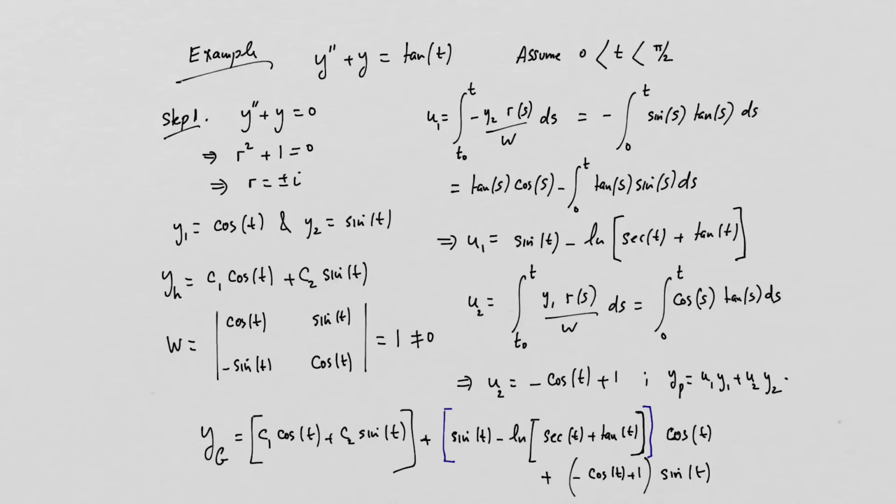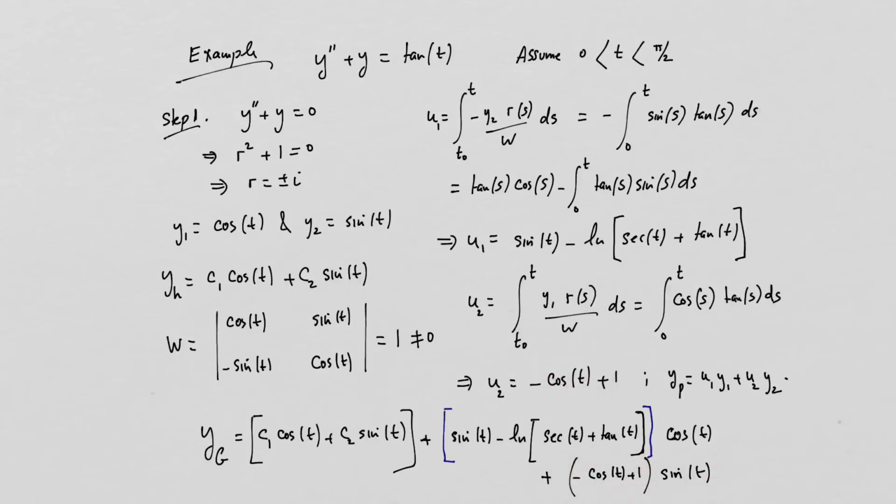u2 goes the same way. y1 is known. It's cosine t, okay? w is 1. Say thank you. And r of t is tangent of t. So I solved, and I got negative cosine t plus 1. So therefore, since the particular solution is u1 y1 plus u2 y2, I'm able to write the general solution. This is my homogeneous. Here it is. And my particular is y1, here it is, u1, this whole thing, plus y2 u2. u2 looks a little nicer.